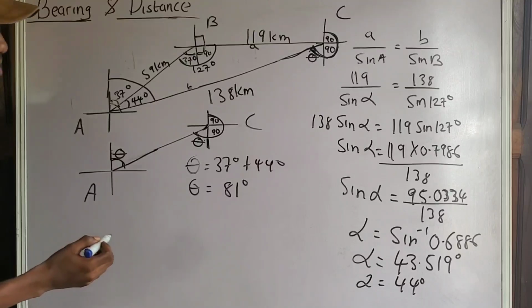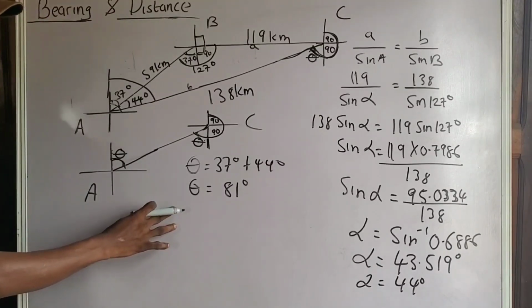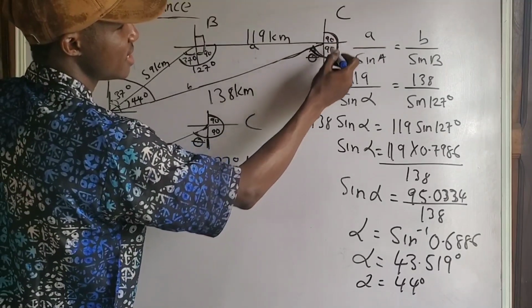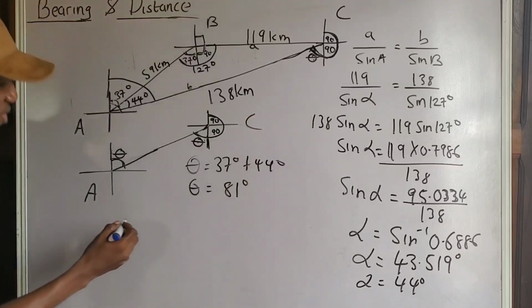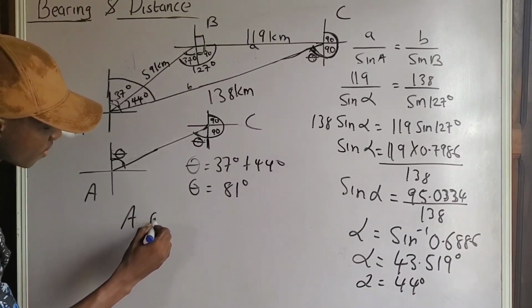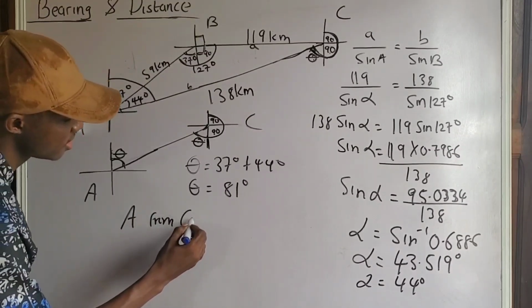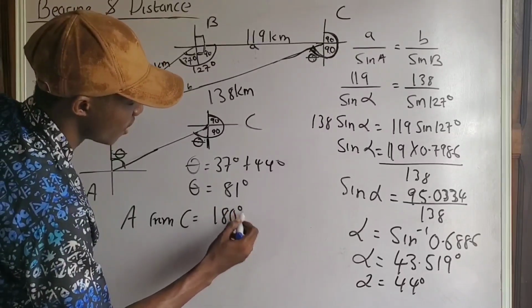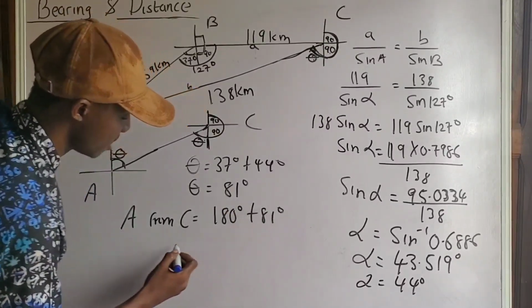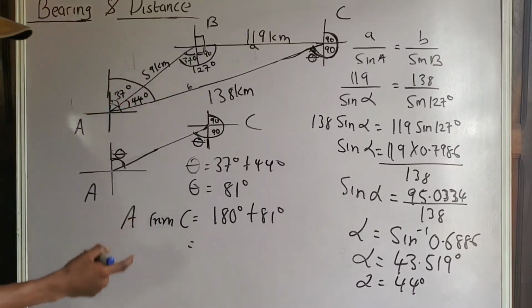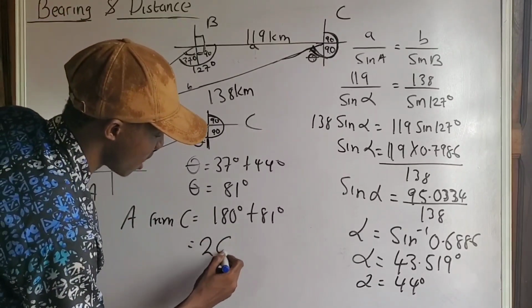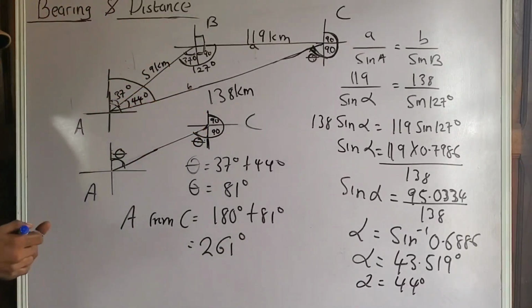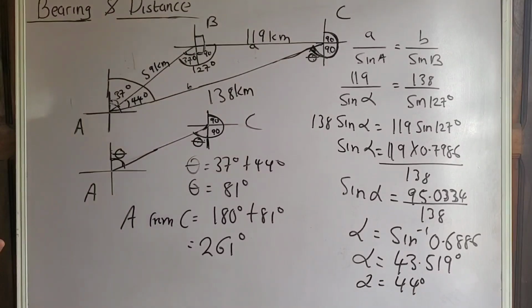Now listen to me carefully. This is not the final answer. The final answer will now be the sum of 90, 90 and theta. So the bearing of A from C is equal to 90 degree plus 90 degree, that is 180 degree, plus 81 degree. 180 degree plus 81 degree is 261 degree. That is the bearing of A from C.